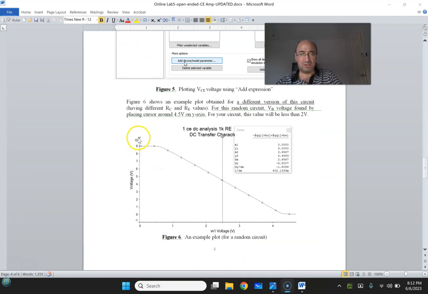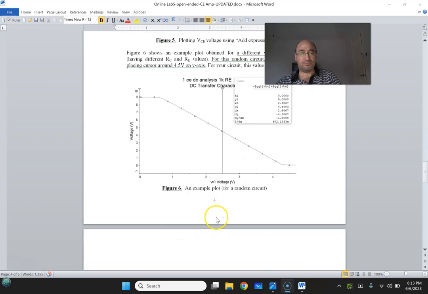Now this is just an example, so you're seeing that the cursor is placed right at VCC over 2, and then you're figuring out the base voltage needed. Now this one's showing something like 2.5 volts, but you will get something close to 2 volts for your circuit.